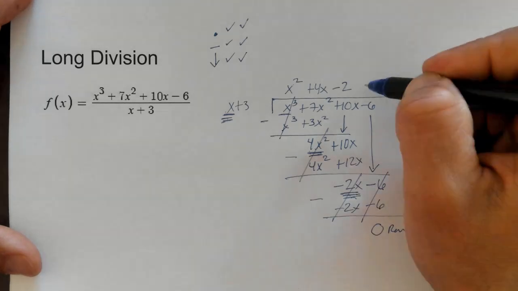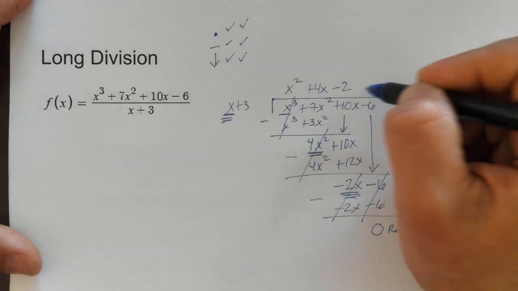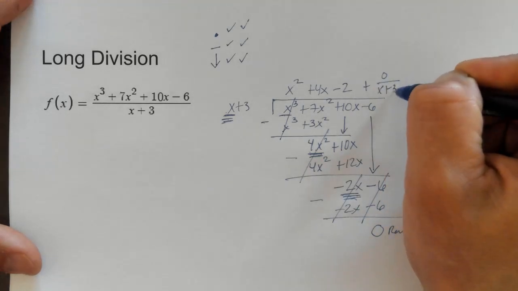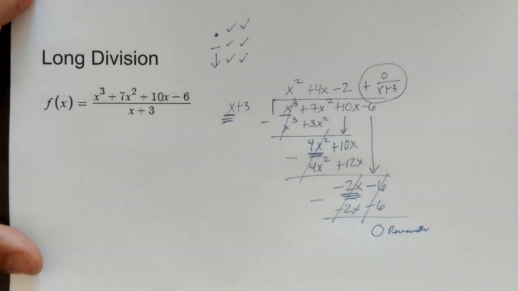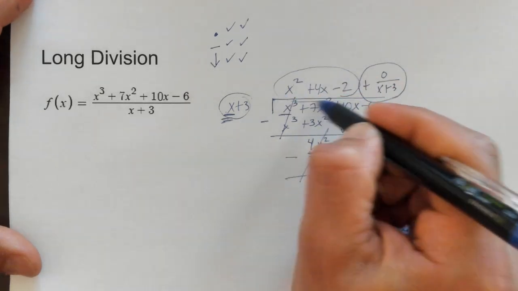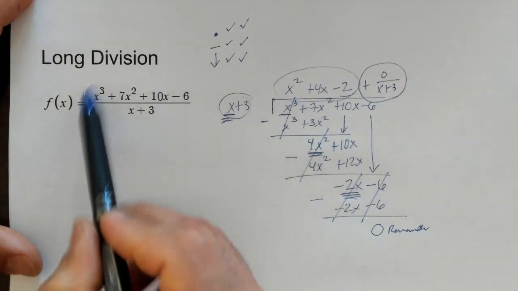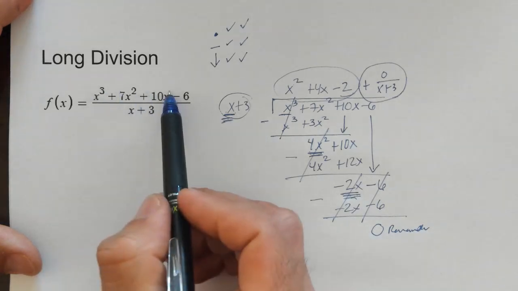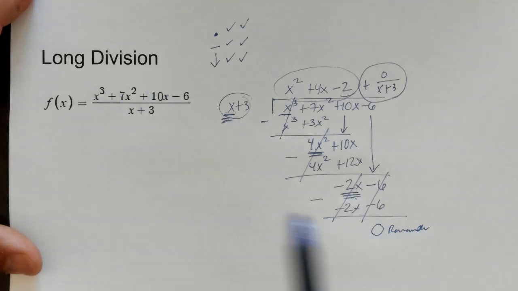So I don't have to add plus 0 over x plus 3. This portion is not necessary because it's a remainder 0. What does it mean for it to have a remainder 0? It means that these two are factors of the original problem. When something fits perfectly into a polynomial, it means that it was a factor of that polynomial, because it fits perfectly.